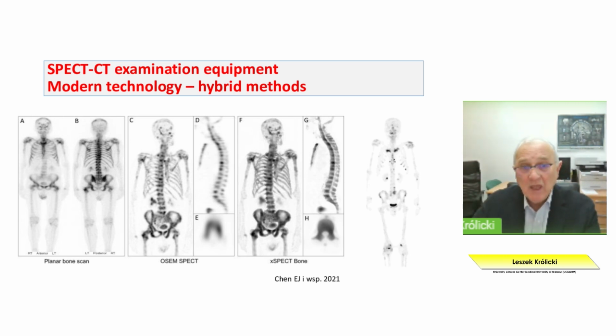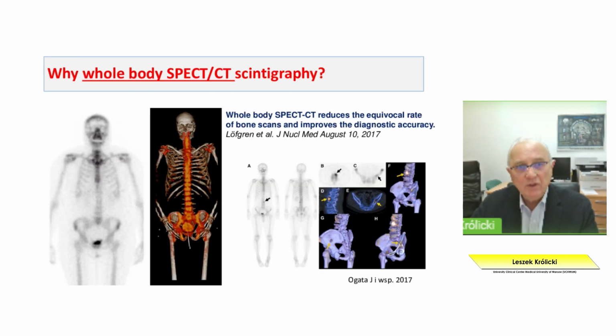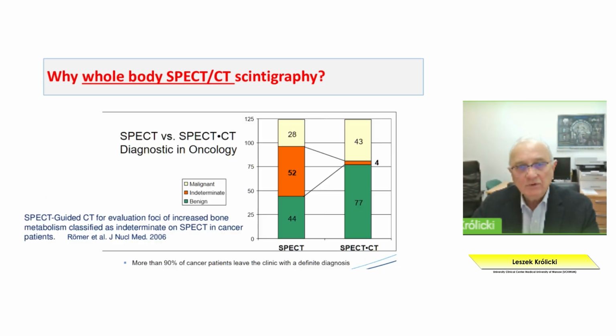Today, we should get rid of whole body examination. In fact, this type of examination should be exchanged by a three-dimensional SPECT examination, tomography, that should be combined with CT. Only the combination of these two methods provides us with a much better diagnostic accuracy.